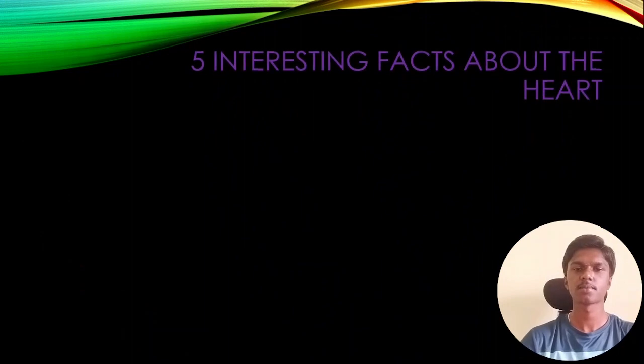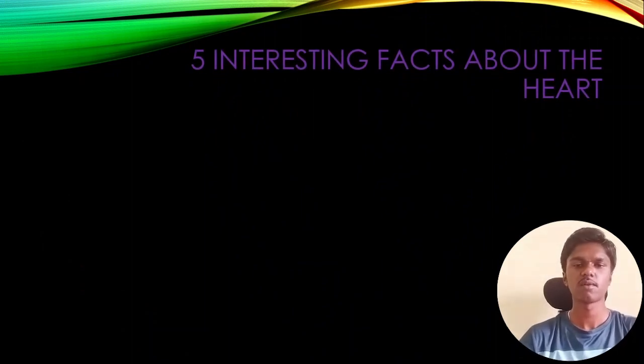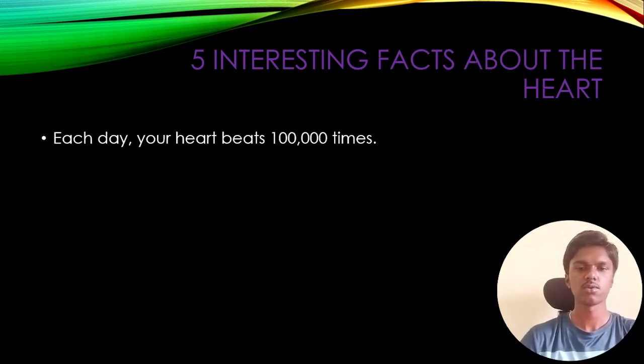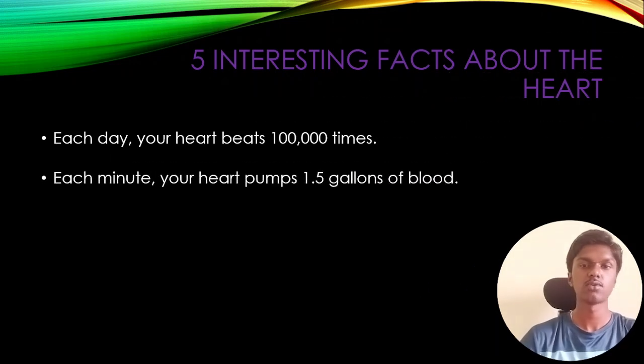So let's get started. Before getting into the brief, let's first know 5 interesting facts about the heart. Each day your heart beats 100,000 times. Each minute, your heart pumps 1.5 gallons of blood. Usually, a normal adult heart pumps 5 liters of blood per minute while it is at rest.